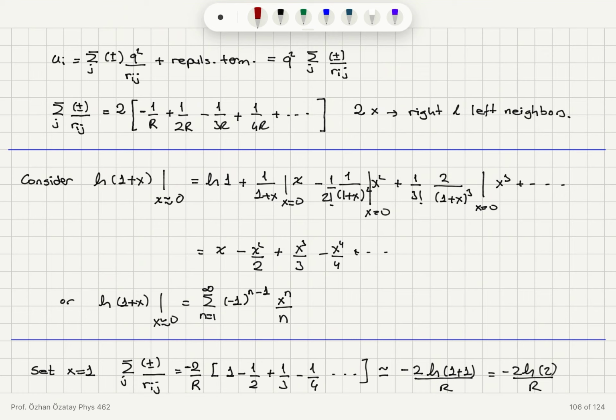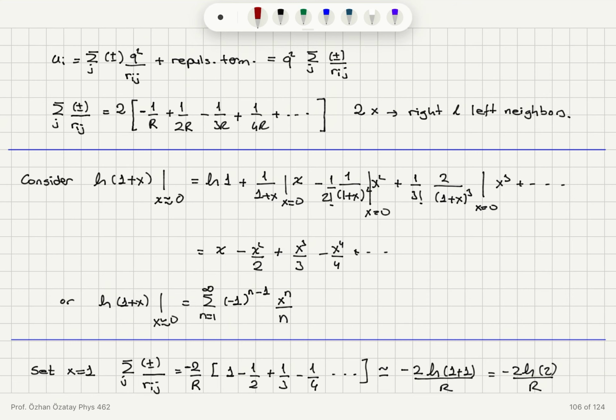And in order to evaluate this sum, I consider the natural logarithm of 1 plus x for x close to 0. You can see that this Taylor series expansion will give me, for x equals 0, the natural logarithm of 1 plus 0, plus the derivative 1 over 1 plus x times x minus 0, evaluated at x equals 0, which gives me just x. And then I have minus 1 over 2 factorial times 1 over 1 plus x squared. The minus sign comes from the second derivative, evaluated at x equals 0, times x squared, etc. So you can see that this is x minus x squared over 2 plus x cubed over 3 minus x to the 4 over 4, etc.